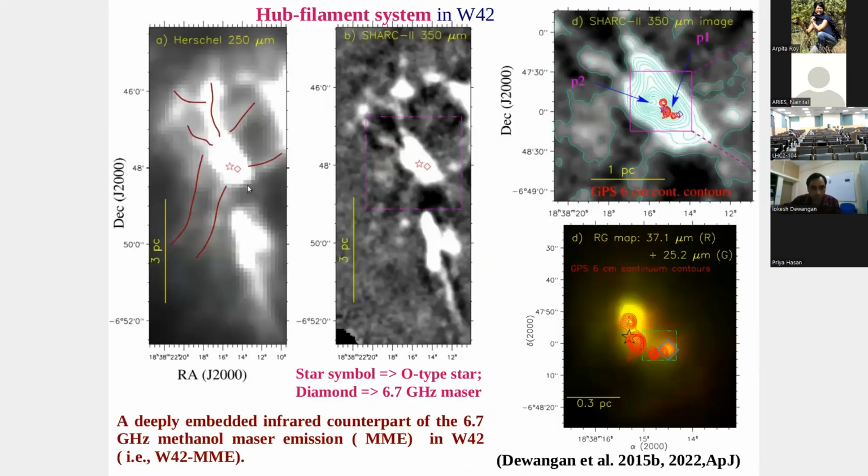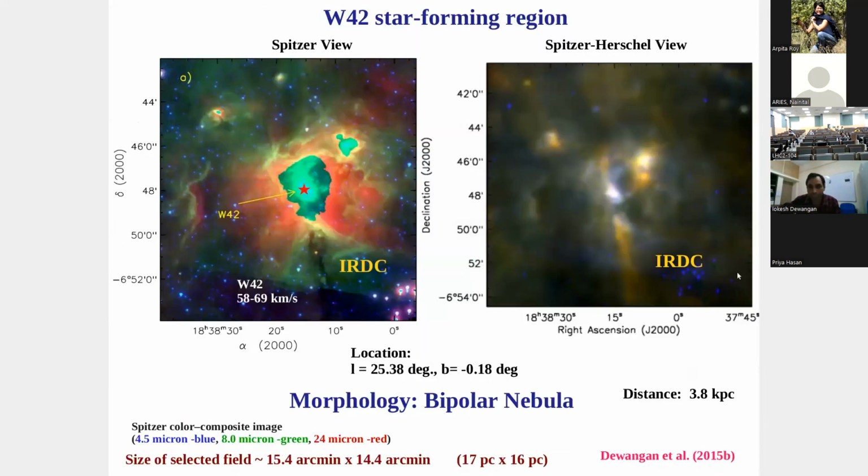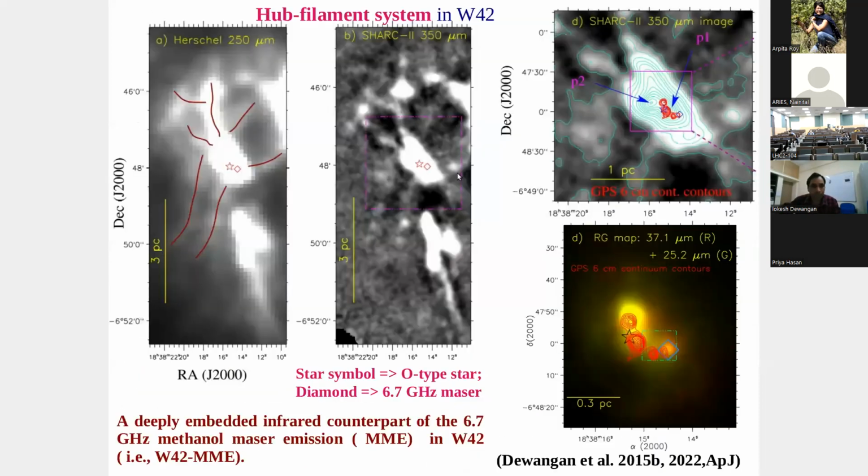So again, I'm showing you the center region using the Herschel 250 micron. You can easily compare here. This is the central region which I have presented here, and I also marked some filamentary features which are seen here. You can see nicely there is a star symbol which represents the location of the O star, and there is a diamond symbol that represents the location of the 6.7 gigahertz methanol maser, MME. I'll use this word MME in my remaining slides. So here you can see the O star and MME location.